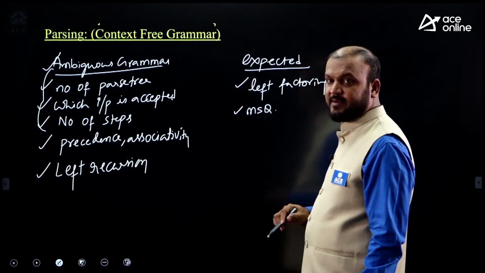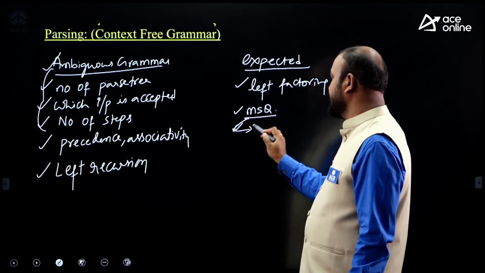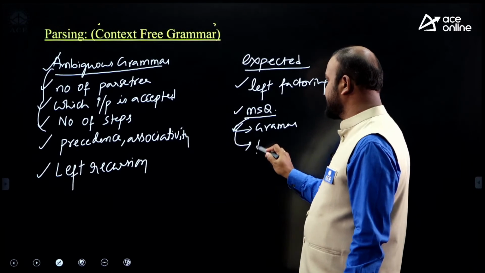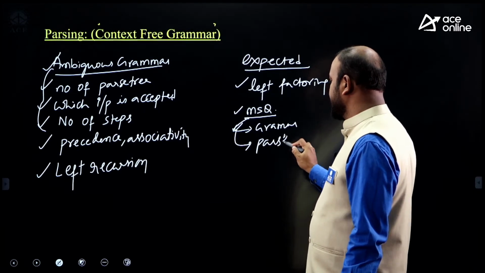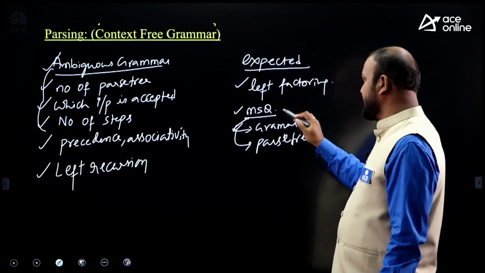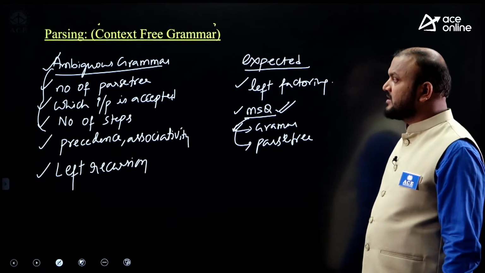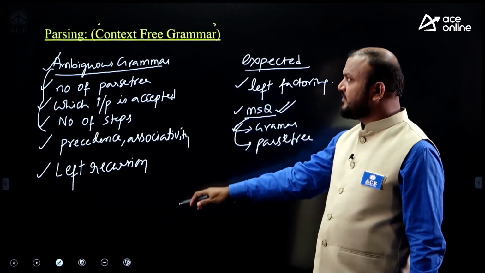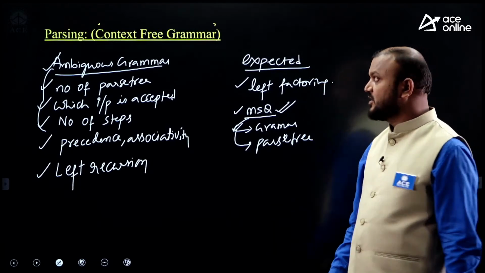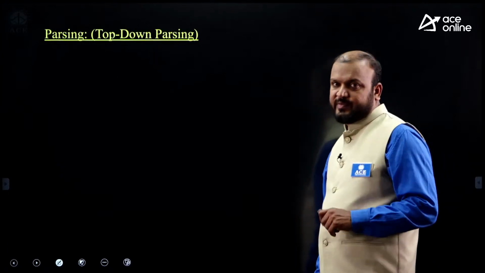on ambiguous grammars. They may give you a grammar and a set of parse trees as options, and ask which parse trees are going to be generated by which grammar. That could be an MSQ question that is expected. These are the concepts from where questions were asked, and from where questions are expected to be asked. Next, we'll see top-down parsing.